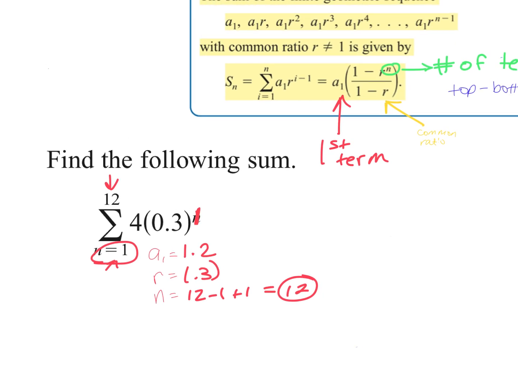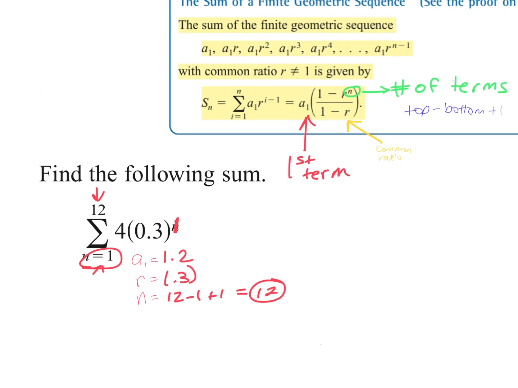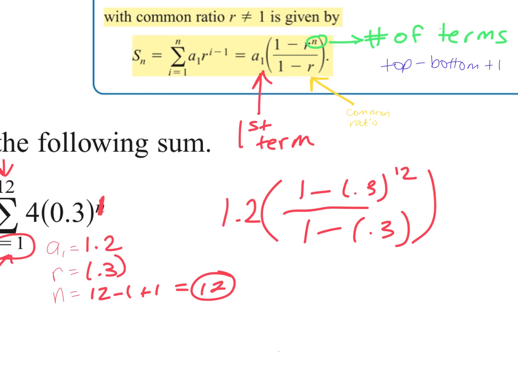Now you're going to put this into this formula. It's awkward, guys. It's very awkward, but you can do it, I promise. What is the first term? You guys just found it for me. 1.2. Okay, that goes out in front. Now I'm going to have a fraction. I have 1 minus, what is the common ratio? 0.3. And I'm going to raise it to what power? To the 12th power, good. Over 1 minus the common ratio, which is 0.3. All right, half the battle is just identifying everything and plugging it in.